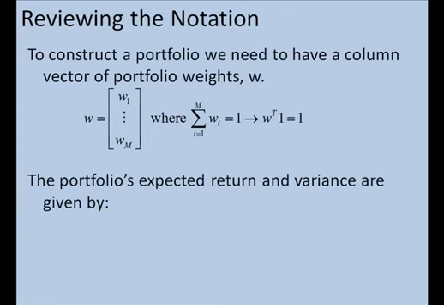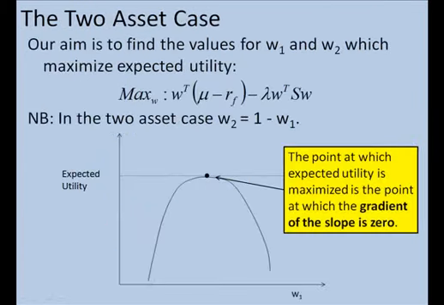W represents a column vector of weights, and we know that the weights must add up to 1. And finally, we know that the expected returns and variance on a portfolio are given by W transpose times mu, that's the expected returns, and the variance is given by W transpose times S, the variance covariance matrix, times W. To work on the intuition, let's think about the two-asset case.